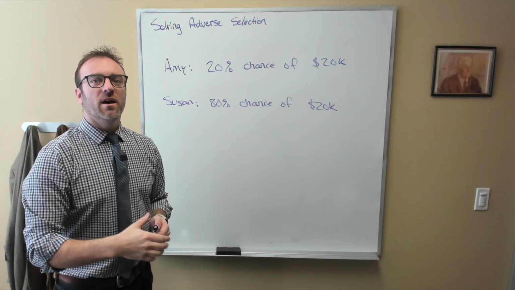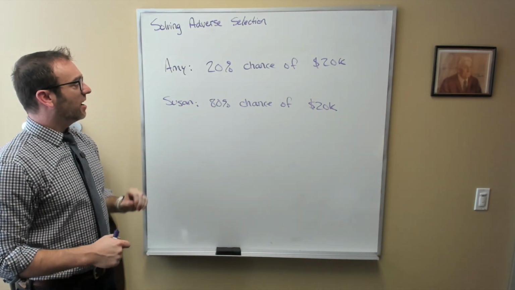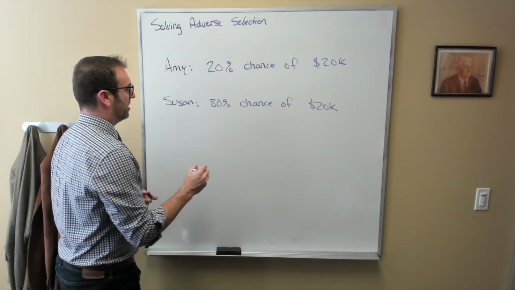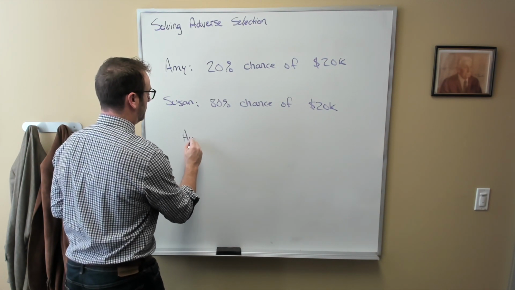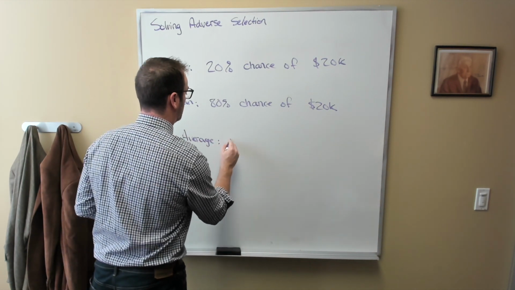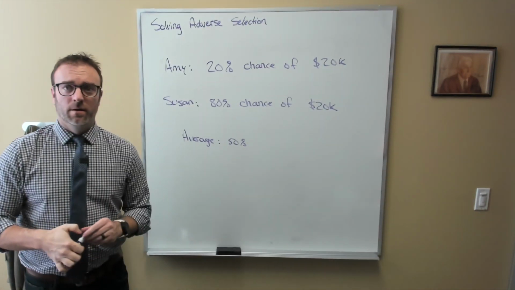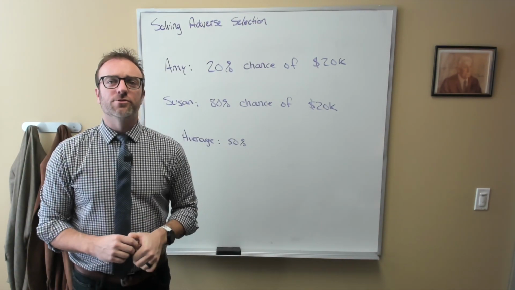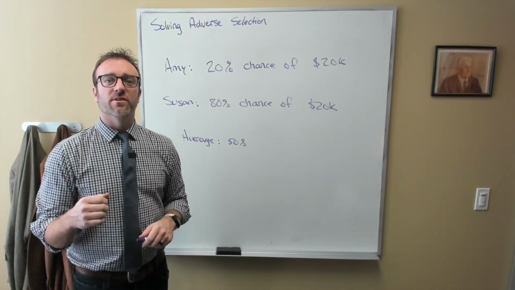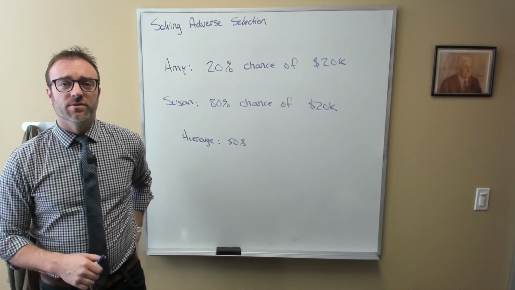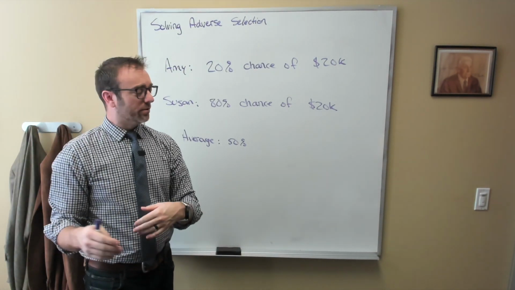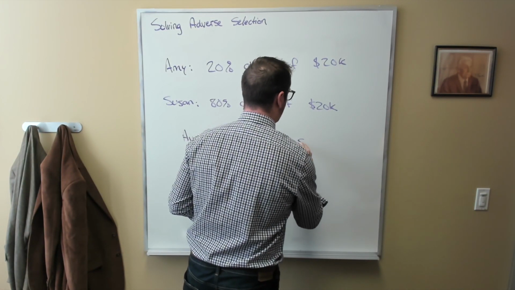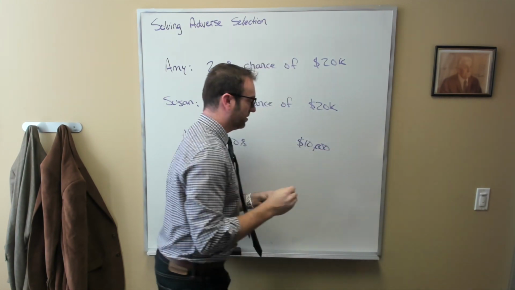Now, if half the people in the world are like Amy and half the people in the world are like Susan, well then that means that on average, everyone has a 50% chance of needing an appendectomy because the average of 20 and 80 is just 50. So what if the insurance company just charged everyone as if they were all 50% likely to need an appendectomy, regardless of what their true probabilities were? This means that the price of insurance would be $10,000 per year.